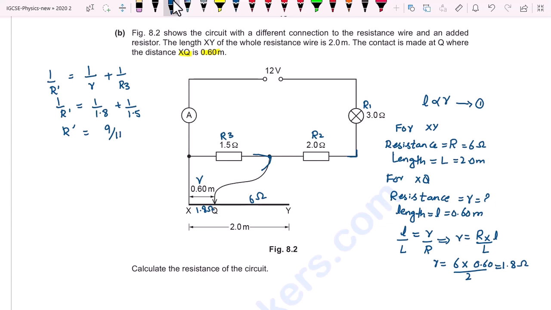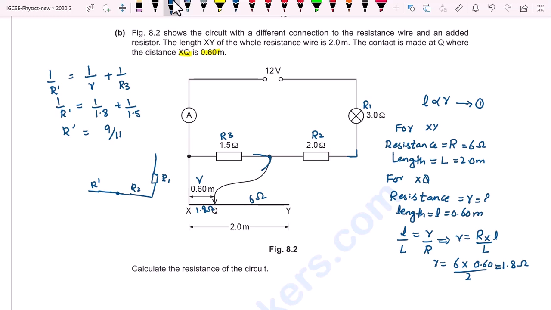Now I redraw the circuit again, and it is the resistance R1. Again here is R2, and at this point there is a dot, and now I have combined these two resistance and it becomes R prime. You can see that when I complete this circuit, there is only one path for the flow of current. It means that these three resistance are in series with each other. So I just add this resistance.